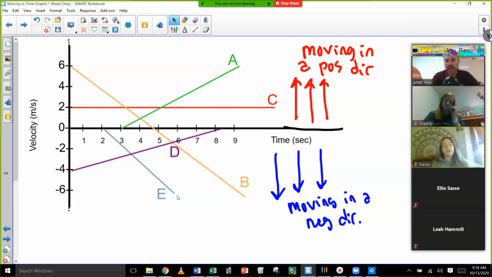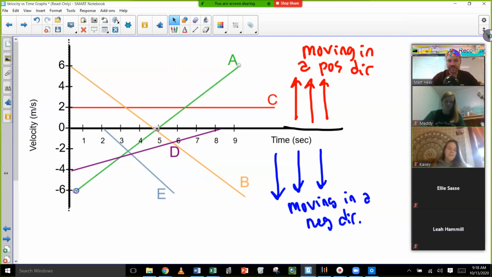Which of these graphs are changing direction? B. Yes. Are there any other ones? No. None of them cross that line. The important line is the 0. None of them besides B are going from having positive velocity to negative velocity. They all stay on their side. If A went like this, then A would also be changing direction.